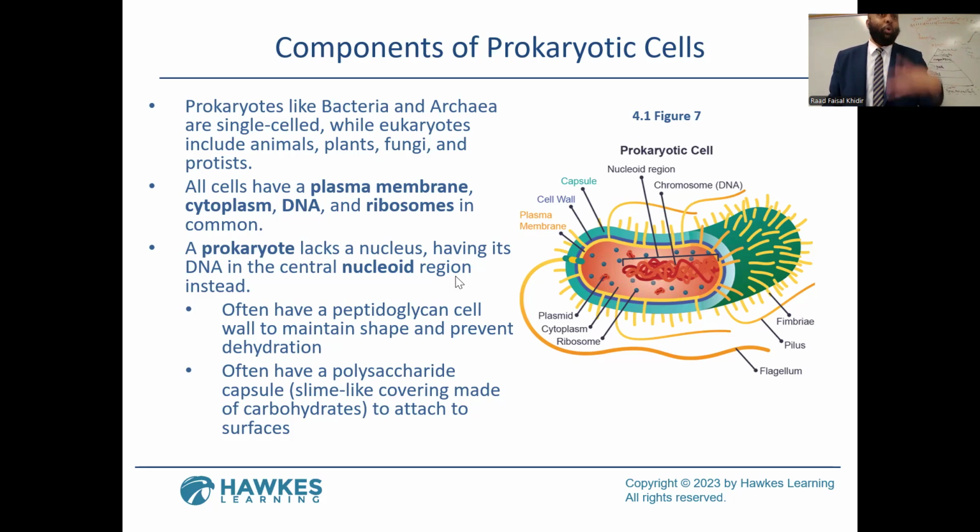What do you think is better? The more compartmentalized. You will see that the bacteria is less compartmentalized. We have a nucleus, ribosomes, organelles, and a plasma membrane. They don't. You will see what they have. Prokaryotes like bacteria and archaea are single-celled, while eukaryotes include animals, plants, fungi, and protists, not parasites, protists.